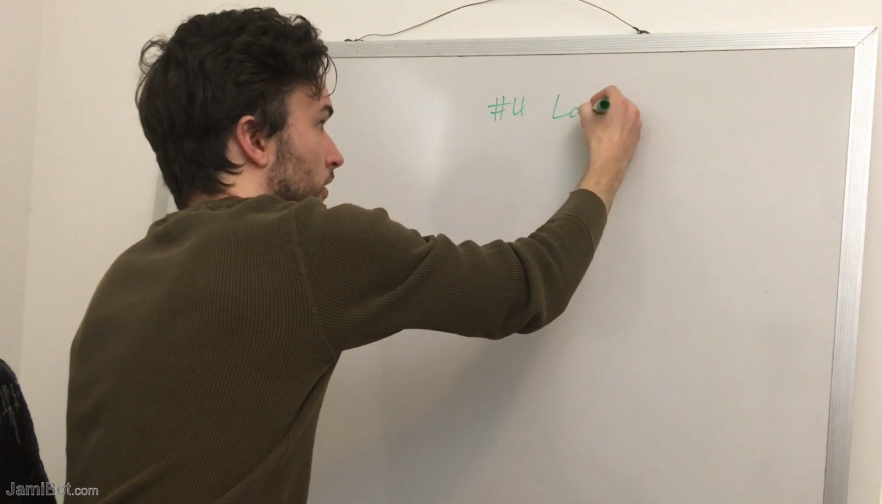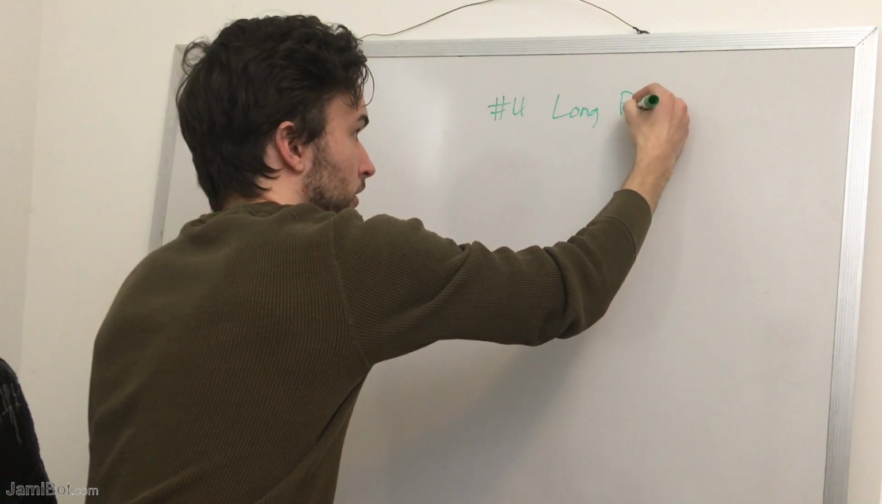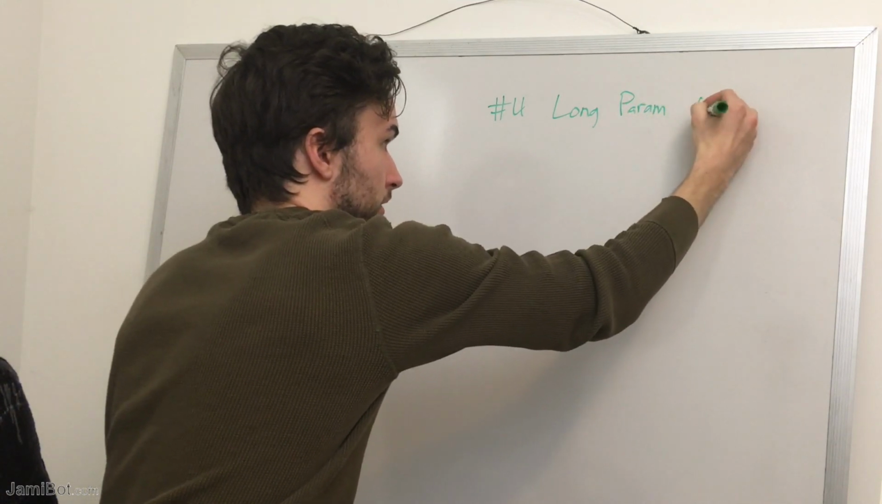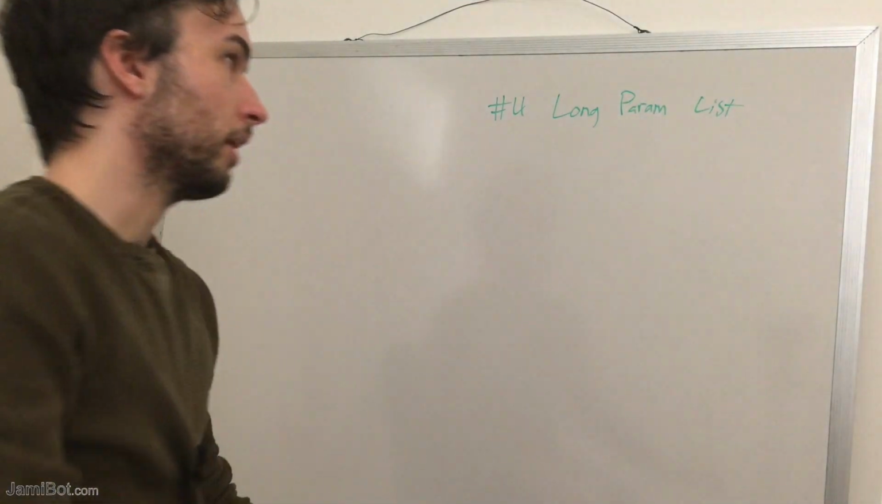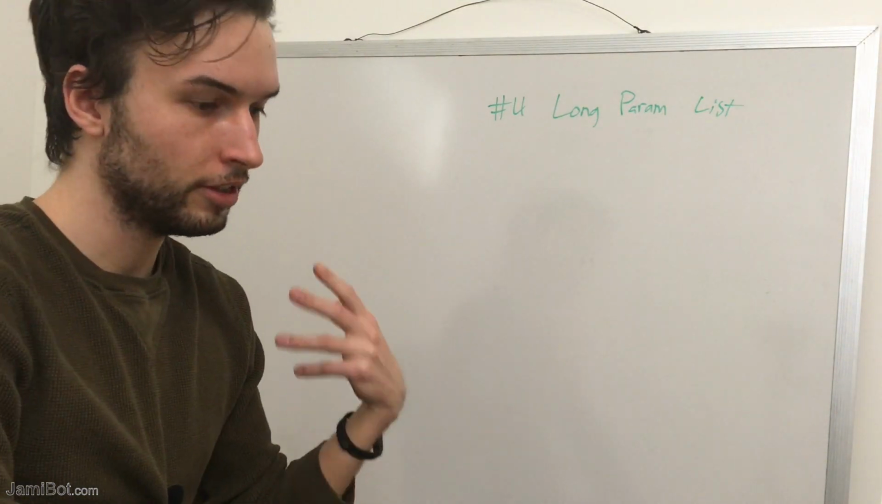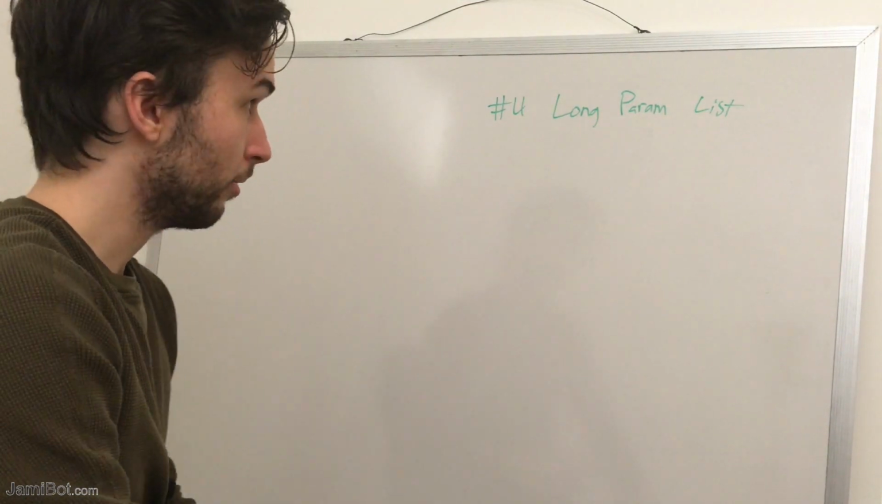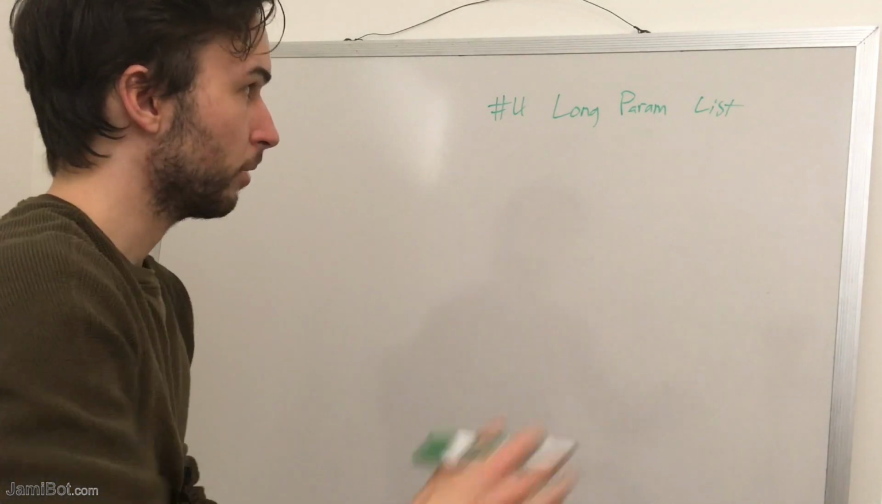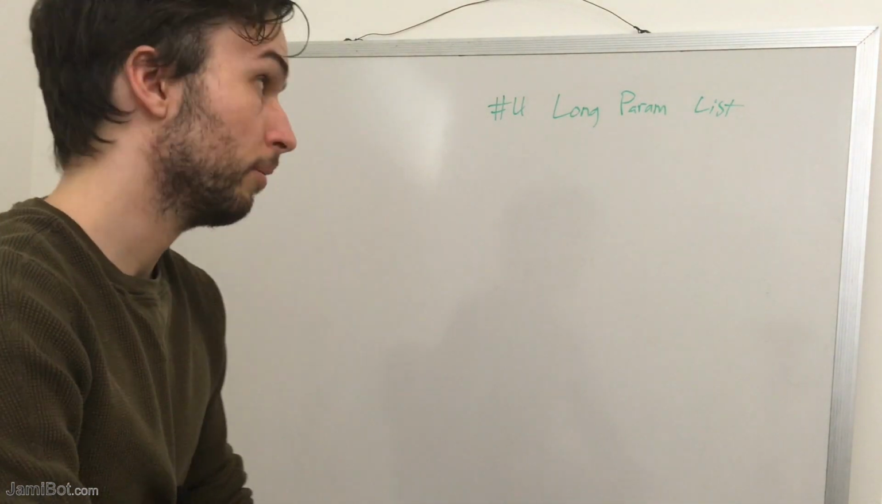Long parameter list. Alright, now as we know, a parameter is something passed into a function in order to help it do its job. And so a long parameter list is just too many of those parameters.